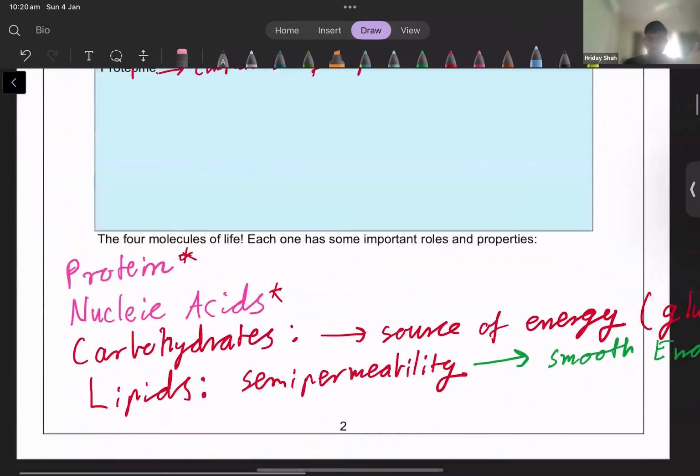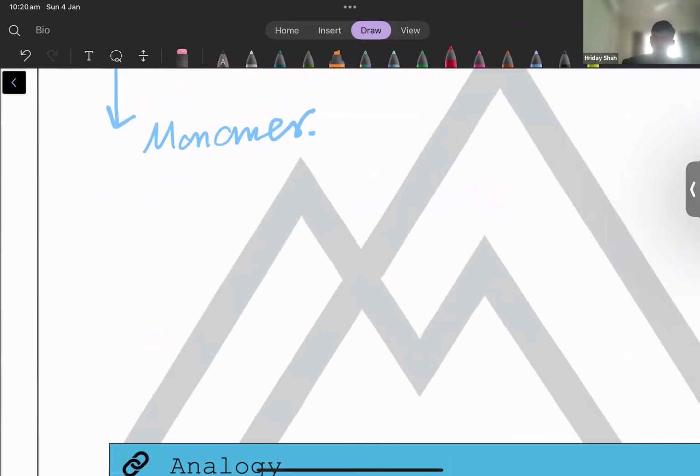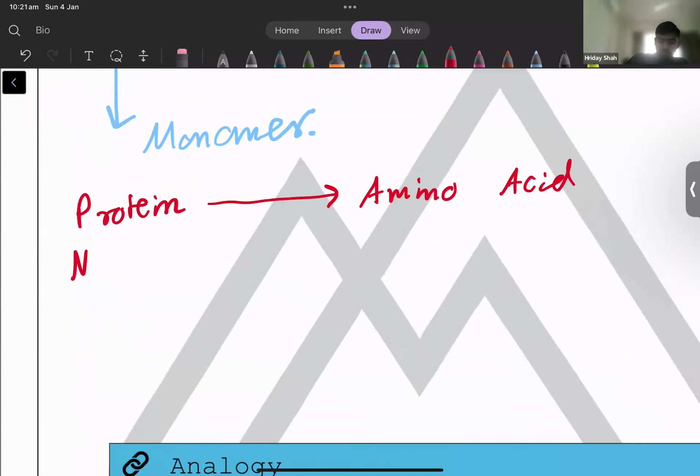Now, for each of these biomacromolecules, they are all polymers, which means they're all going to have monomer subunits. So for protein, if protein is the polymer, its subunit or its monomer is going to be an amino acid. If we're talking about nucleic acids, its subunit is going to be a nucleotide.